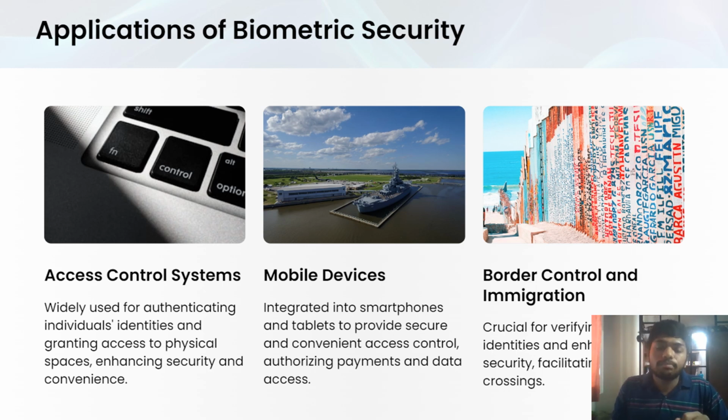Next, healthcare. In the healthcare industry, biometric security is employed for patient identification, medical records management, and access control to sensitive healthcare information. Biometric authentication ensures accurate patient identification, reduces medical errors, and enhances data security and privacy in healthcare settings.